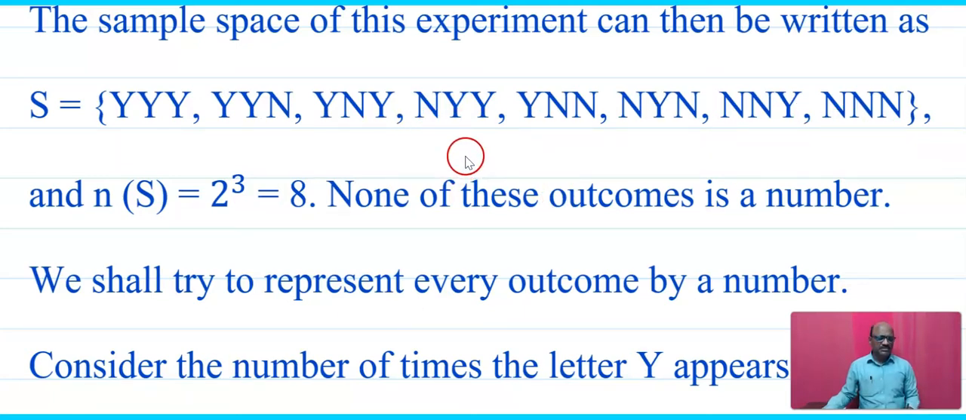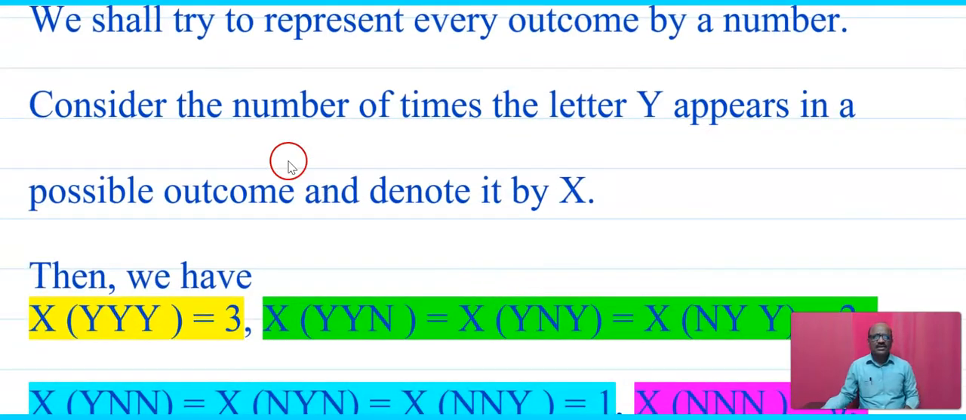This is the sample space when we toss the coin 3 times. At that time we get the 8 sample points. In a similar way, here n(S) is equal to 2 raised to 3, and that's equal to 8. None of these outcomes is a number. We shall try to represent every outcome by a number. Then how can we do it? Consider the number of times the letter Y appears in a possible outcome and denote it by X.